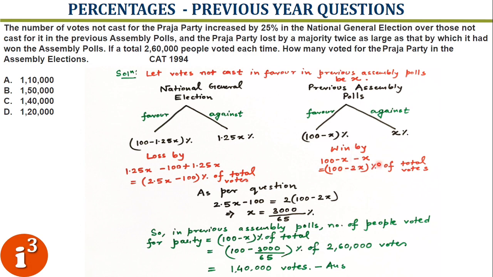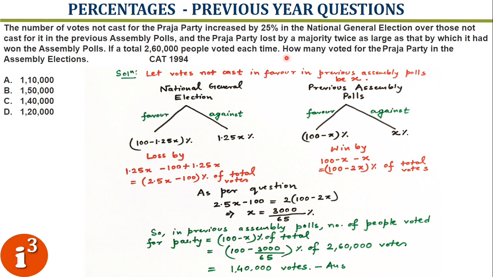So in previous assembly polls, this is the percentage by which it won, and in this national general election, this is the percentage by which it lost. It is given that the loss is twice the percentage by which it won. So the loss is 2.5x minus 100. It is twice the percentage by which it won, 2 into 100 minus 2x. From this, x comes out to be 3000 by 65 percent. X is 3000 by 65 percent.